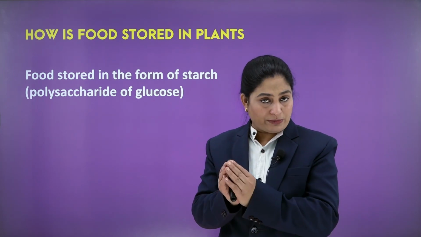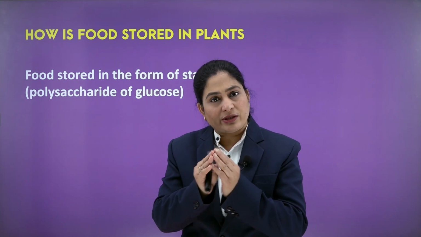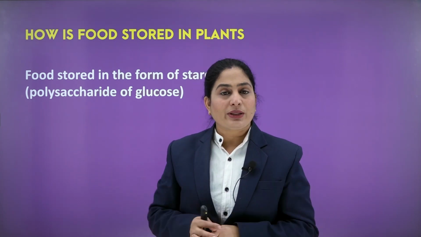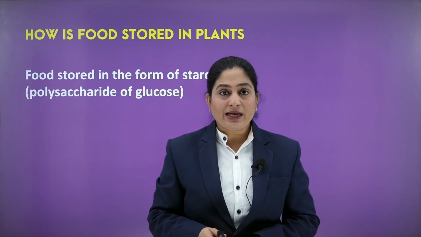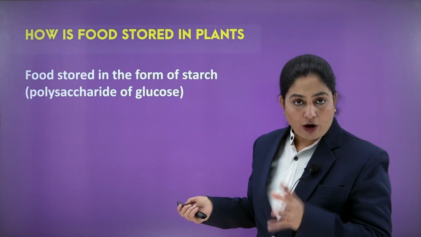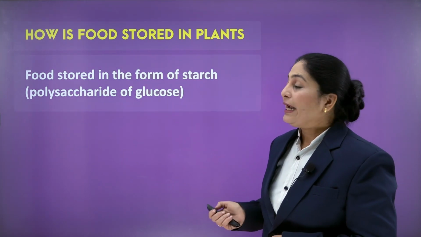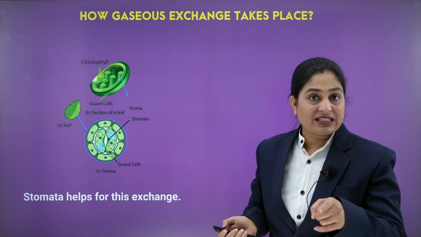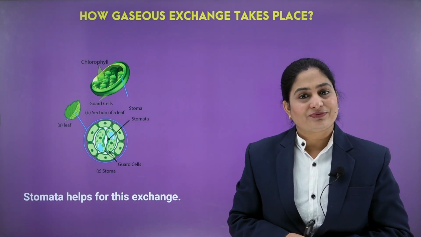So once glucose has been formed, these glucose molecules get bonded with each other and form a bigger molecule that we call a polysaccharide of glucose. So basically whatever food has been formed in the plant by photosynthesis changes into starch, and it gets stored in the form of starch.